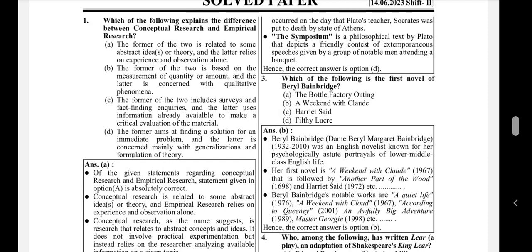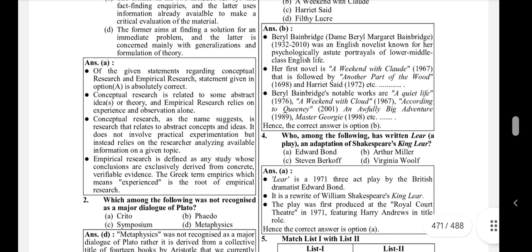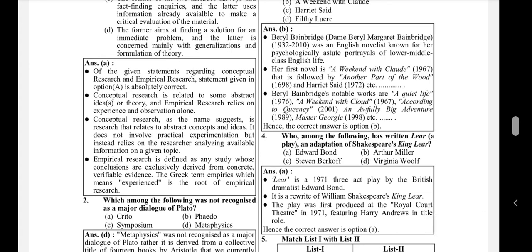Option A explains the difference between conceptual and empirical research. Of the given statements regarding conceptual research and empirical research, the statement given in option A is absolutely correct. Conceptual research is related to some abstract idea or theory, and empirical research relies on experience and observation alone. See, concept means it relies on abstract, empirical means observation and experience. Empirical research is defined as any study whose conclusions are exclusively derived from concrete, verifiable evidence. The Greek term empirics, which means experienced, is the root of empirical research.